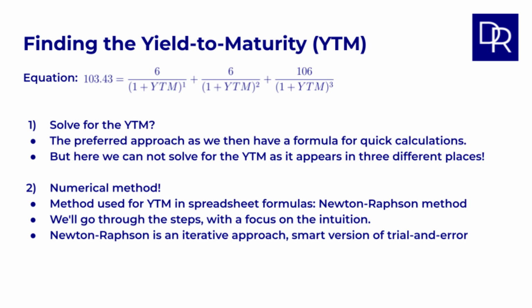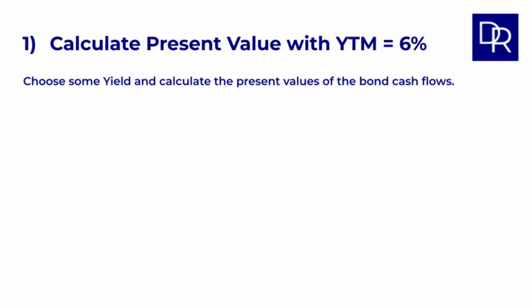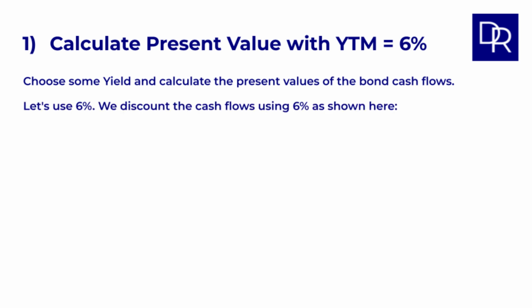Newton-Raphson is an iterative approach, which you can think of as a smart version of trial and error. I'll go through the steps now and will explain along the way why we do certain things. First, we choose some yield and calculate the present values of the bond cash flows. Let's say we use for the yield to maturity the same value as the coupon rate, 6%. Let's see what that gives us.